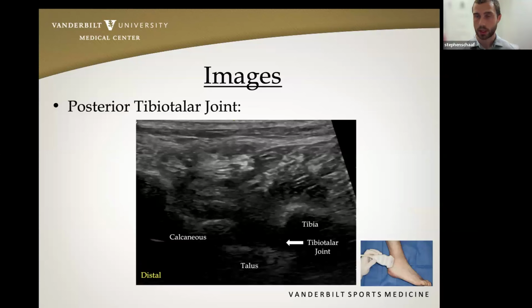And then as we had mentioned, to complete a routine scan, it's important to evaluate the joints, especially if they're having any swelling or fluid at this area.